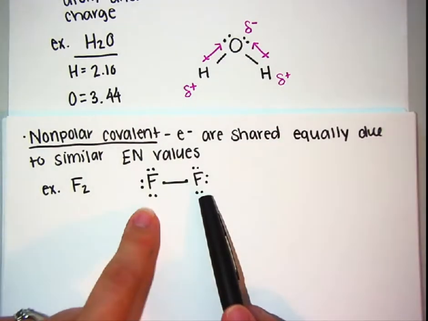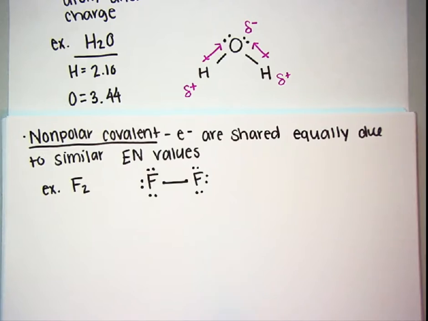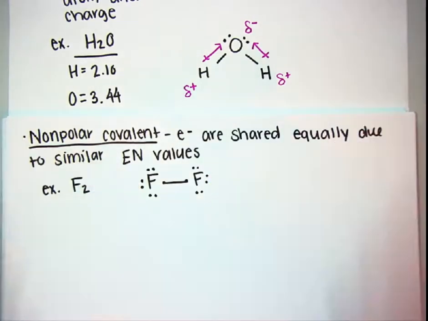Now you're playing tug of war with someone who is equal in strength. You're both pulling on that rope. Well, is that rope really going to pull one way or another? Not really. It's probably going to stay right in the middle. Both of these fluorines are attracting the electrons with the same magnitude. That means they are going to stay right in the middle and they're going to be shared equally.